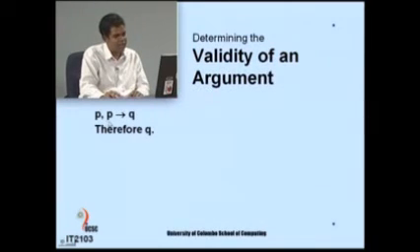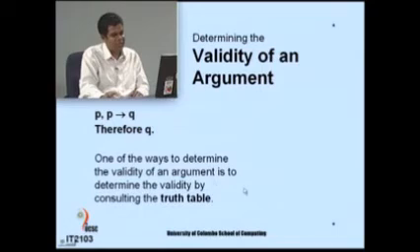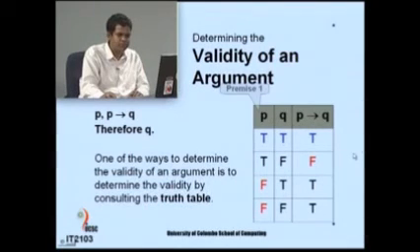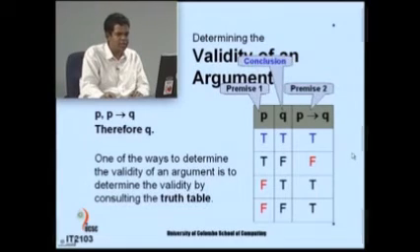We have P and P implies Q, therefore Q. Now, is this argument valid? We can actually find out whether it is valid or not by using the argument's truth table. Here is the truth table. We have P, Q and P implies Q. Here we have premise 1, here we have premise 2 and here we have the conclusion.